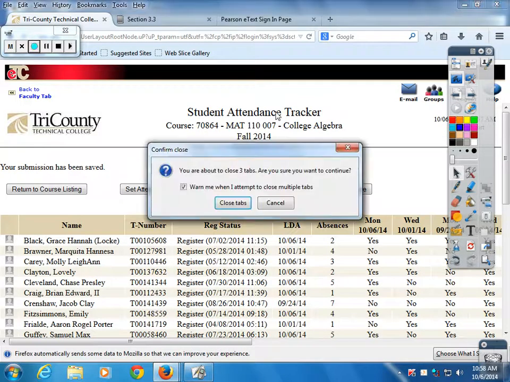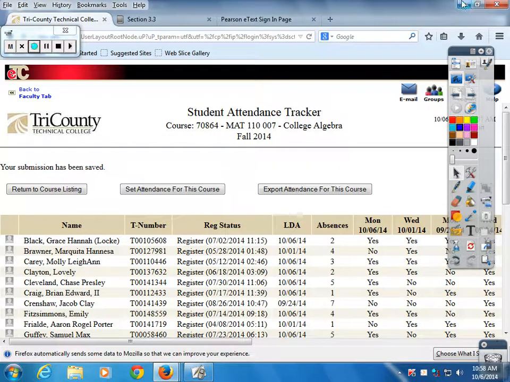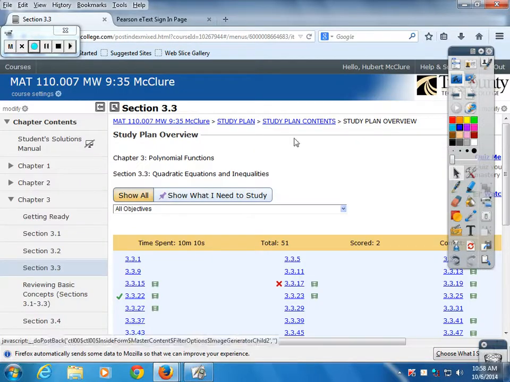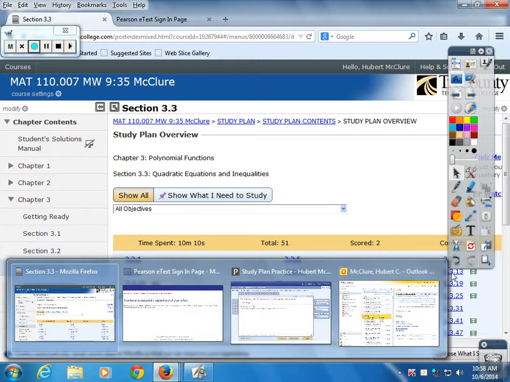I'm going to get out of that because I don't need to be in there. One less thing to have to get out of. And email.